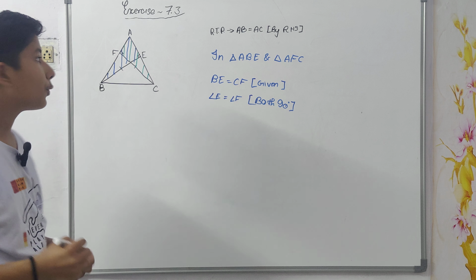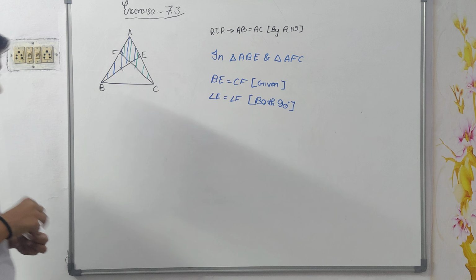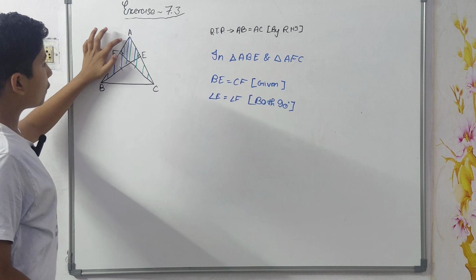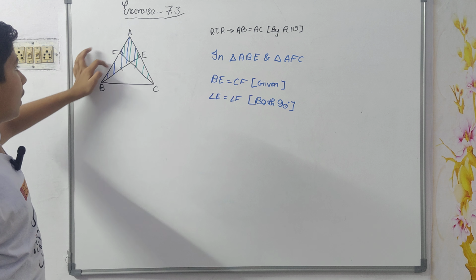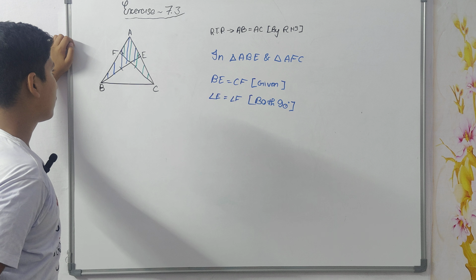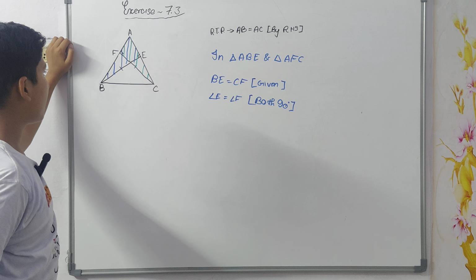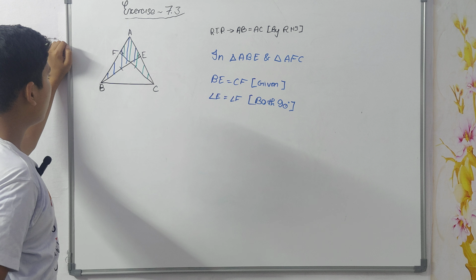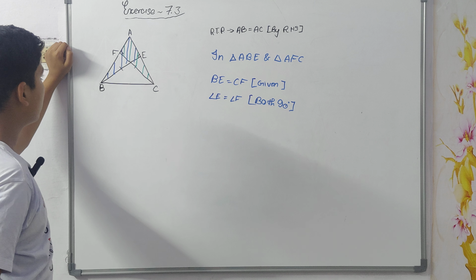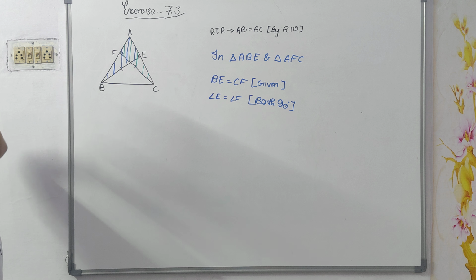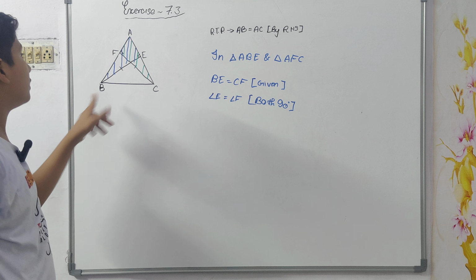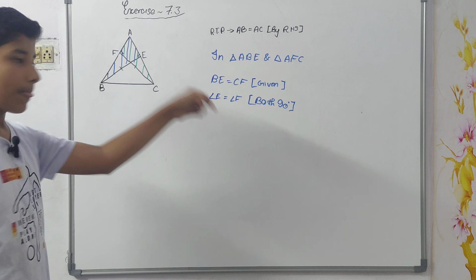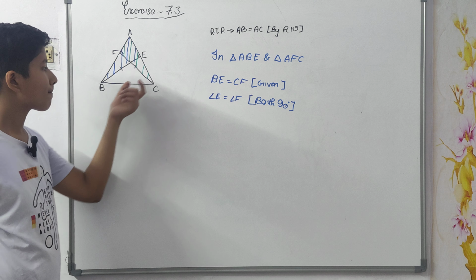Okay, but we have to prove using RHS, right angle, hypotenuse and side. So to prove using it, we have to find the hypotenuse. Or actually hypotenuse is not equal. So what can we do? Just do it, and then when we prove AB equals AC, then we can prove by RHS.